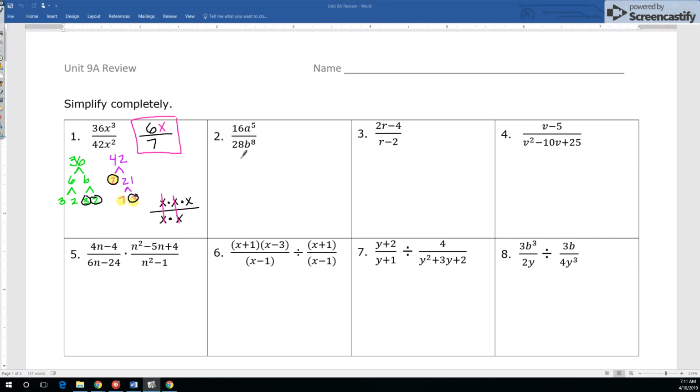I'm going to do something very similar in number 2. So let's see, 16 is 4 times 4, and 28 is 4 times 7. So if I cancel those 4s, I'm left with 4 and 7, and again, those are relatively prime. They don't share anything. Since 7 is a prime number, it's just 7 times 1. 4 is 4 times 1 or 2 times 2. And so those won't share a factor.